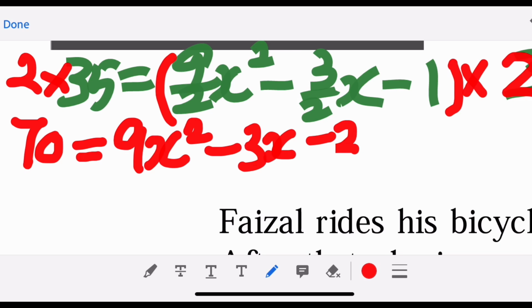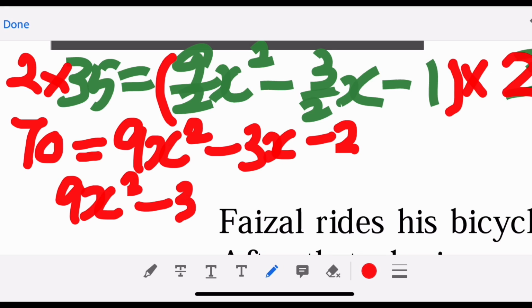Okay, now you should know how to do it. You bring the 70 to the right, isn't it? So it becomes 9x squared minus 3x minus 2 and minus 70. So it becomes negative 72, right?